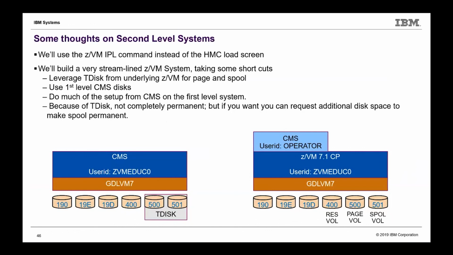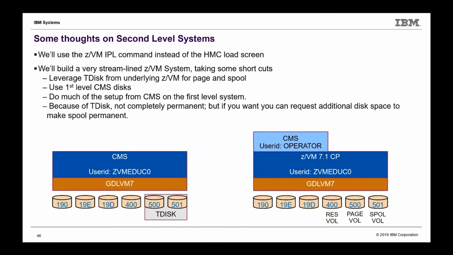All of your virtual machines are often defined with this 400 disk. That's what we're going to end up using as your res volume. And then we'll have you define a couple T disks, one for page and one for spool, maybe one for some other use down the road as well. And then instead of IPLing CMS in your virtual machine, you're going to IPL the standalone program loader, which is going to then start the ZVM control program. So what will come up is you'll be running operator in CMS on top of the ZVM system on your first level virtual machine there.